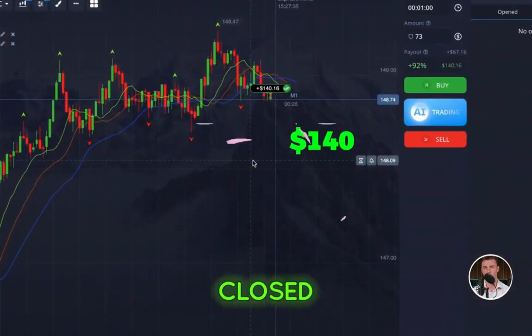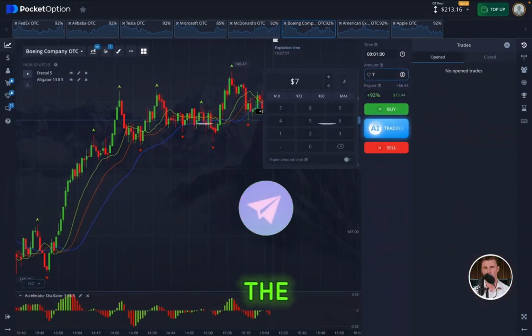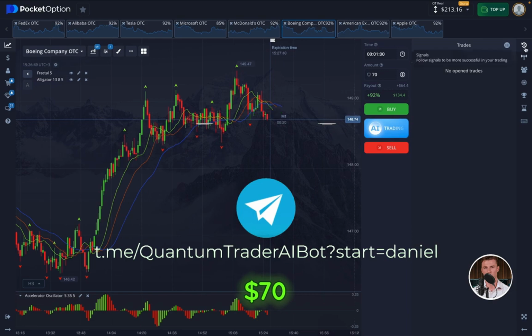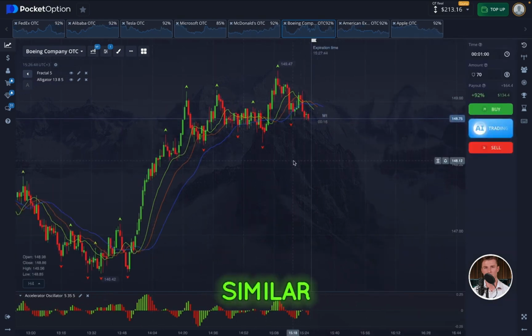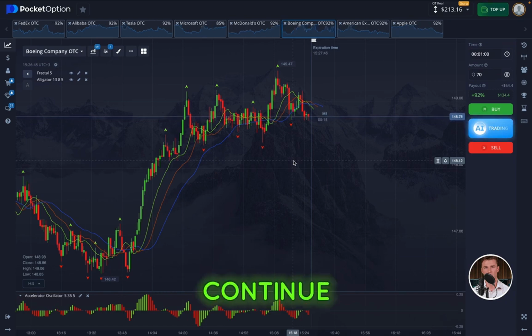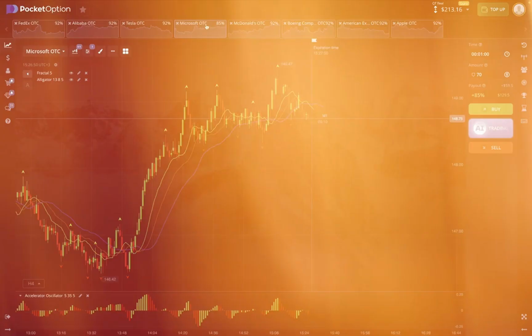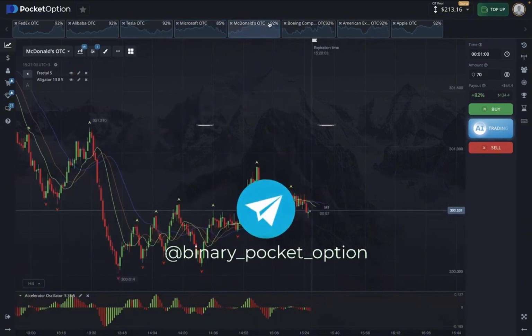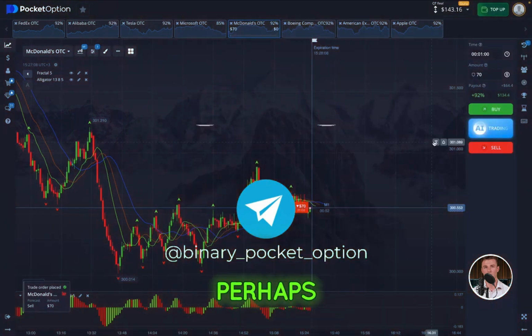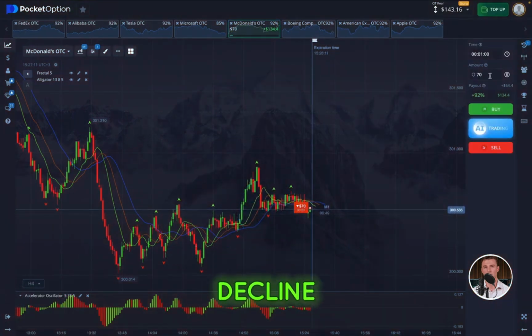The deal is closed at a plus. Great, let's open the next position at $70. In general, I think there was a clear entry point here. It was similar to the previous one, so we continue to analyze and select the next deal. And here, perhaps, I will also open a position to decline.